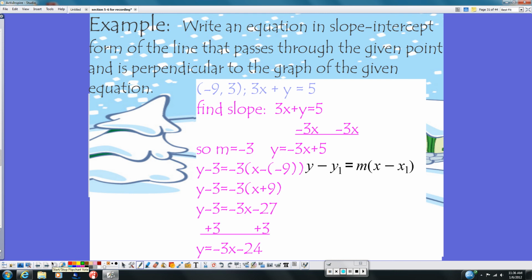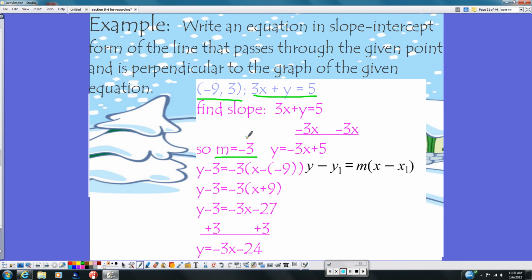Another example, we have -9 and 3 for our point, and our equation 3x plus y equals 5. Again, you'll notice that they do not have this in slope-intercept form or point-slope form, so we have to move it to slope-intercept form to easily pick out our slope. So we subtract 3x from both sides. We end up with y equals -3x plus 5, so we see that our slope is -3.